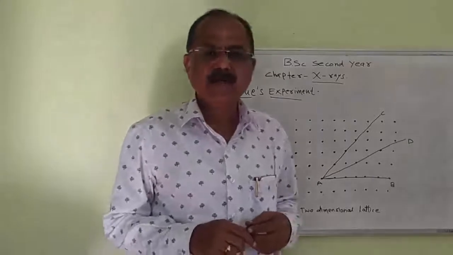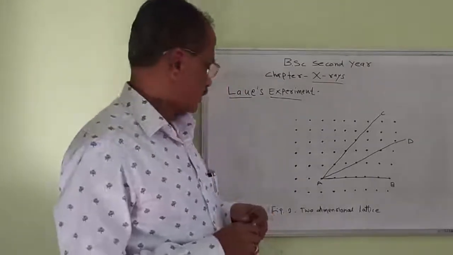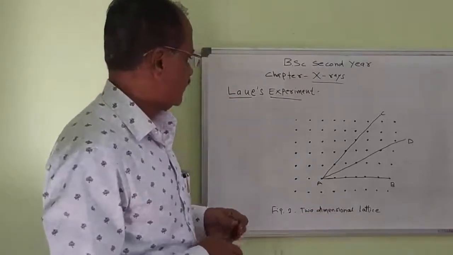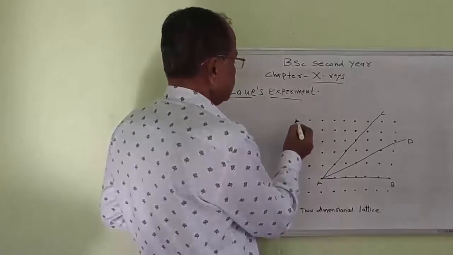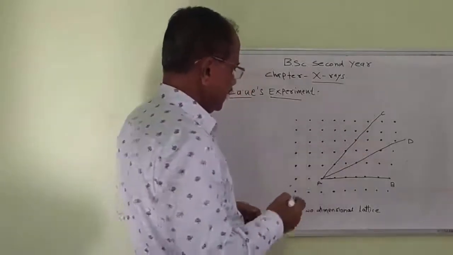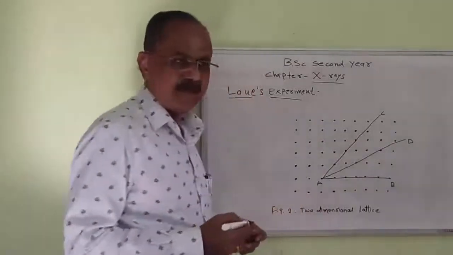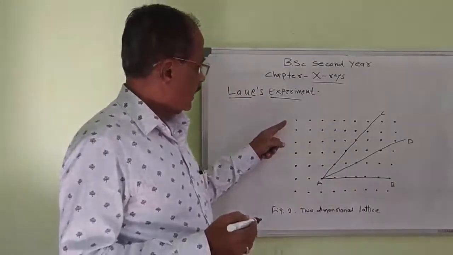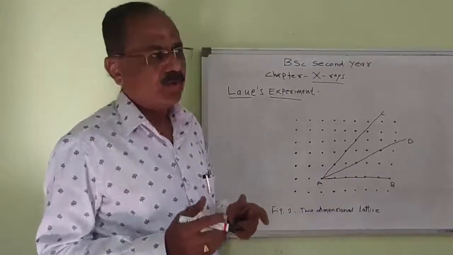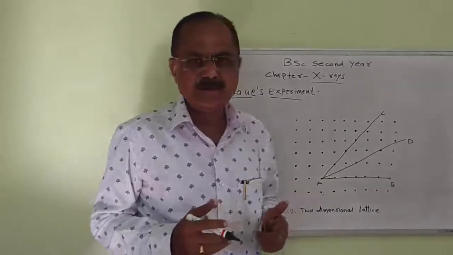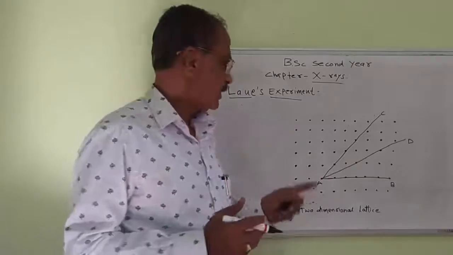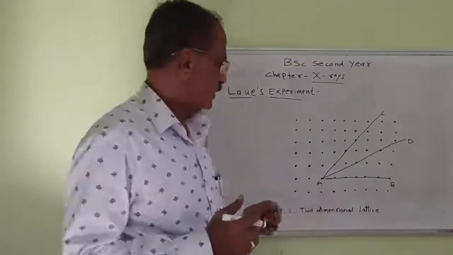Laue experiment proved that the X-rays are electromagnetic waves, and that atoms of a crystal are arranged in a three-dimensional lattice. So this is the two-dimensional lattice pattern. In this figure, this is one lattice point, this is another, third, fourth. Here different lattice points are there. These lattice points are arranged in a periodic manner. So repetition of ionic, atomic or molecular units is nothing but a lattice.